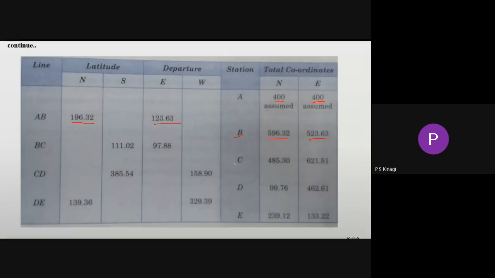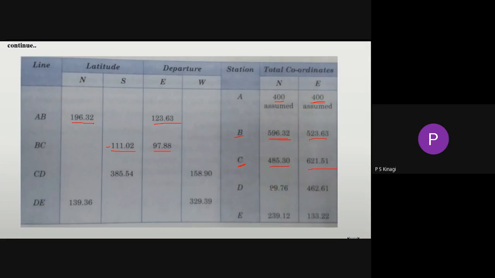Next, considering the C point, find out the total coordinate for the C point. So we have to consider this as the origin now for the C point. For this 596, we consider this latitude value. This latitude value is in the south direction, so you have to use the -1, deduct this much value from the 596, and we'll get 485.30. Similarly, it is positive, you add it to 523.63, we'll get 621.